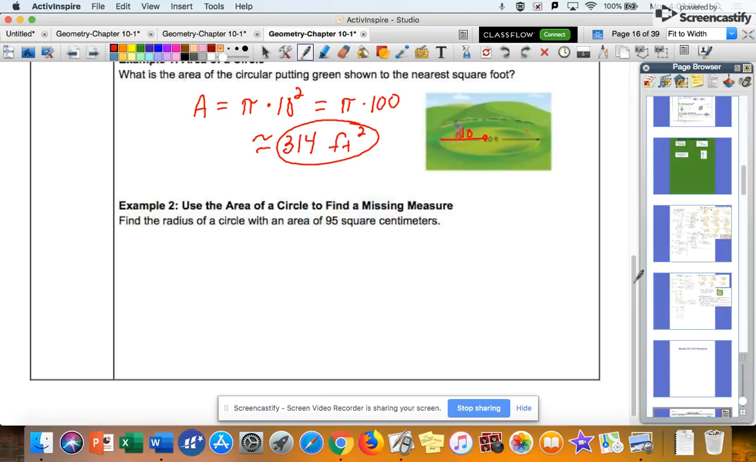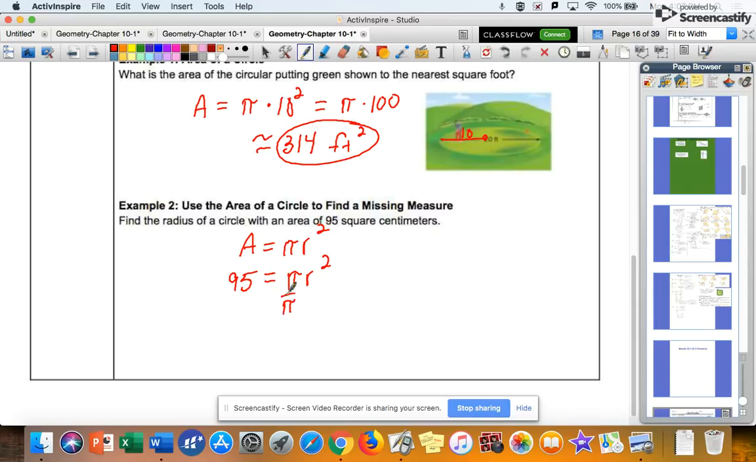All right, so now use the area of a circle to find the missing measures, kind of working your way backwards here. Find the radius of the circle with the area of 95 square centimeters. So remember, area is pi times r squared. We're saying the area is 95 square centimeters, so 95 equals pi r squared.